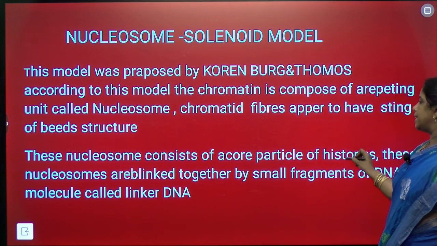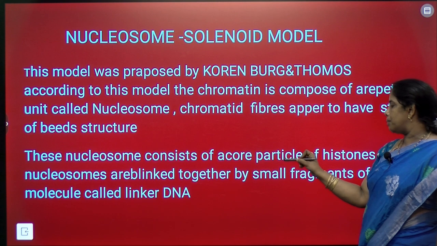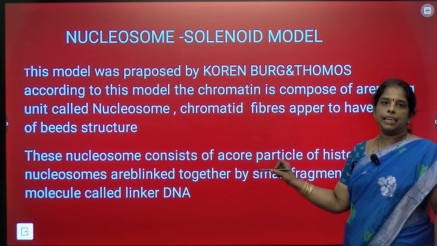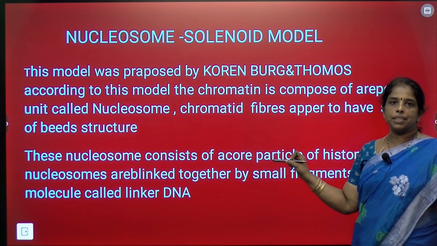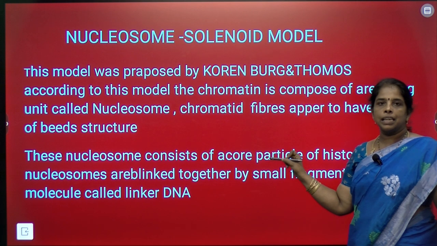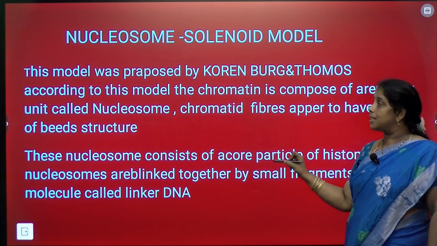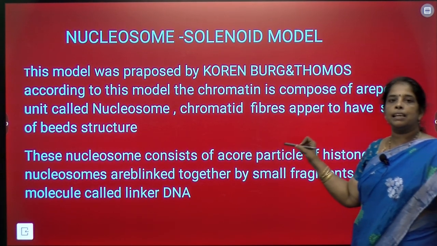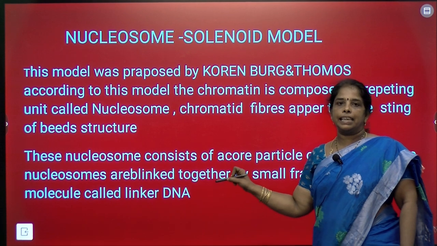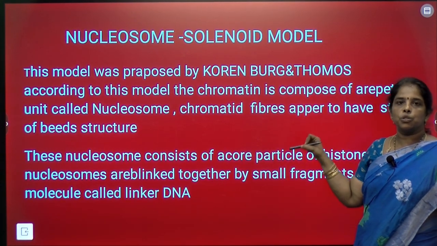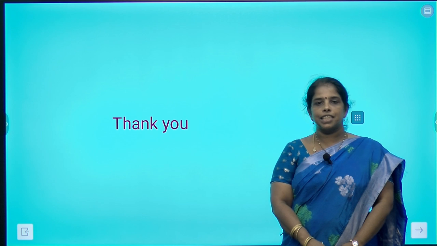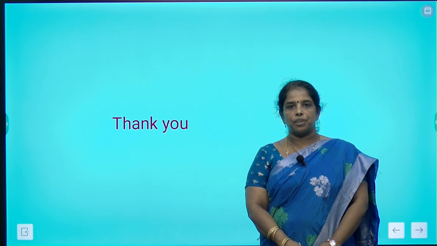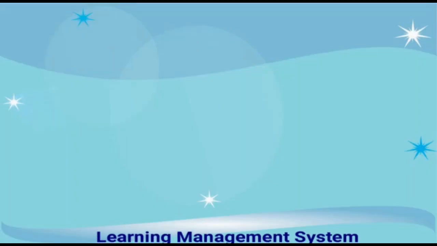These nucleosomes are linked together by small fragments of DNA called the linker DNA. These nucleosomes are closely associated and form a solenoid-like structure. So these structures are arranged in the chromosome. In such a way the DNA material is packed along with the linker DNA and arranged into the chromosome. This is about the types, chemical composition and structure of the eukaryotic chromosome. Thank you.